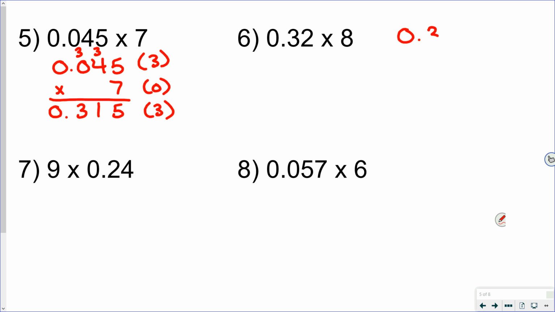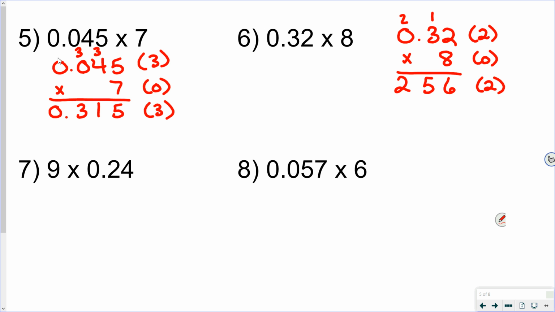0.32 times 8. 2 times 8 is 16. 3 times 8 is 24, plus 1 is 25. 8 times 0 is 0, plus 2 is 2. 2 digits after the decimal point in 0.32, none in 8, for a total of 2 digits behind the decimal point. So my answer is 2 and 56 hundredths.